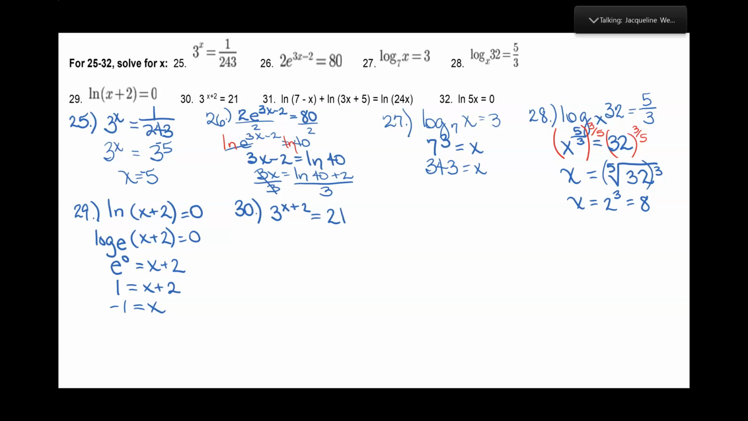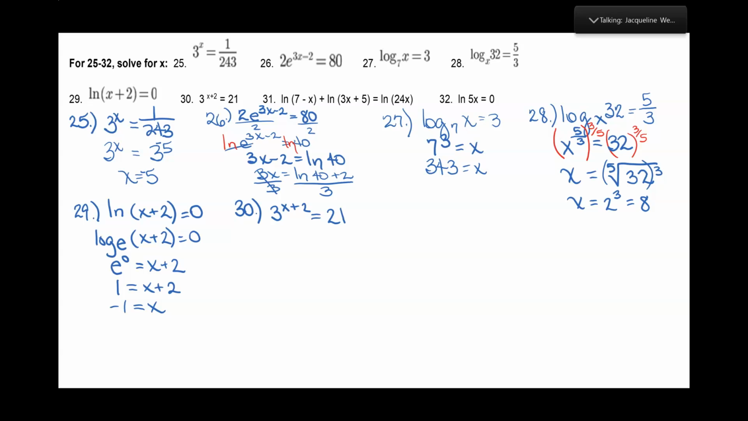Now, when I get a negative answer for a logarithm, it makes me nervous. Because remember, you can't take the log of a negative number. And we have to check for those extraneous roots. So I take that negative 1 and I put it back up here. And I'll have ln negative 1 plus 2. So that's still ln 1. I'm good. I'm not taking the log of a negative number. So that one's okay.